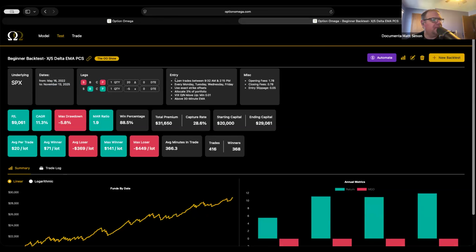But when you look at it, basically what we're doing is giving it a range from after open until middle afternoon, 2:15 every day but Thursday. And if VIX is up overnight, and we move above the 30-minute EMA, then it opens the trade. It's what we would call a ride or die. So it just goes until the end of the day and it's cash settled.